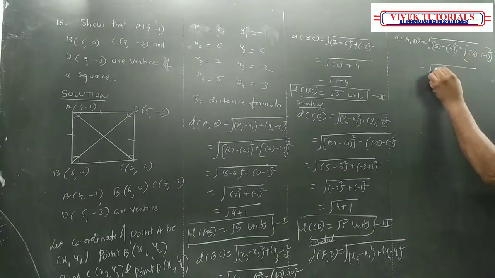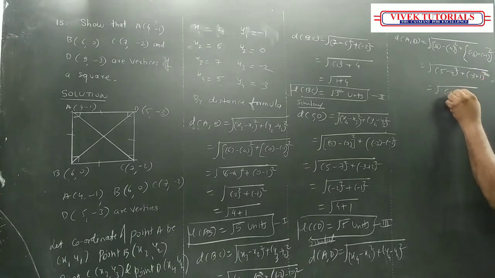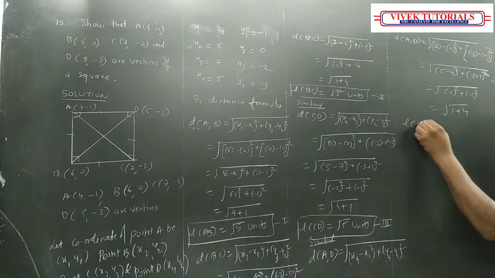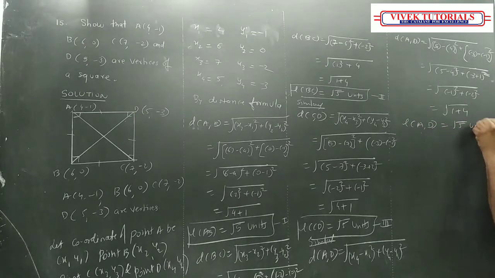We are getting 5 minus 4 the whole square plus minus 3 plus 1 the whole square. So we are getting minus 1 square plus minus 2 square, which is equal to 1 plus 4. So length AD is equal to root 5 units. This is equation number 4.